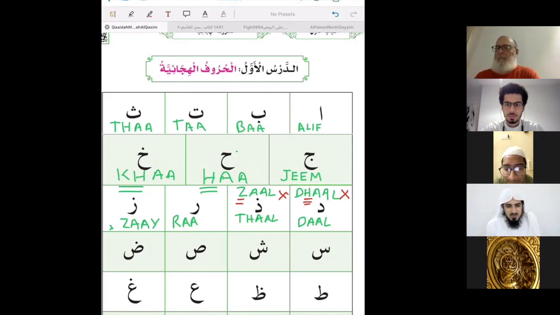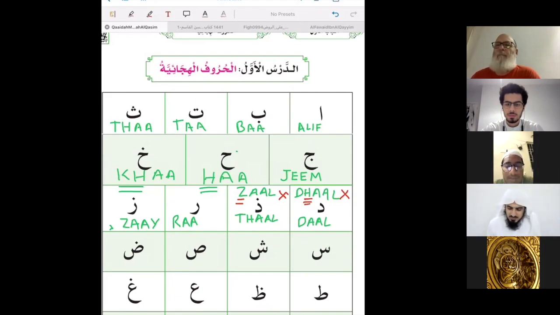Your Thaal is almost there. Yeah, you said earlier it's not coming. Inshallah, it will come. You must never ever give up. Everything in life is possible, inshallah. As for somebody who says, I can't do it or I won't be able to do it, then they've already started on a negative. They haven't started. So always, everything is possible, inshallah. Daal, Zaal, Raa, Zaay.